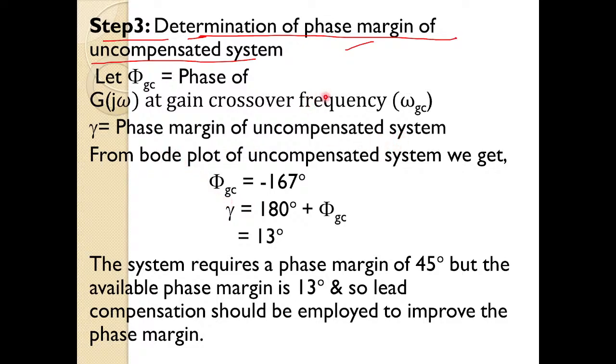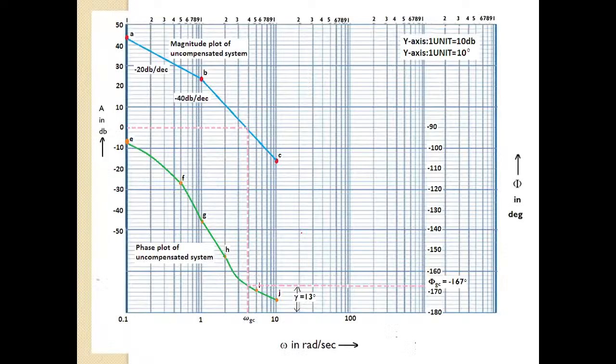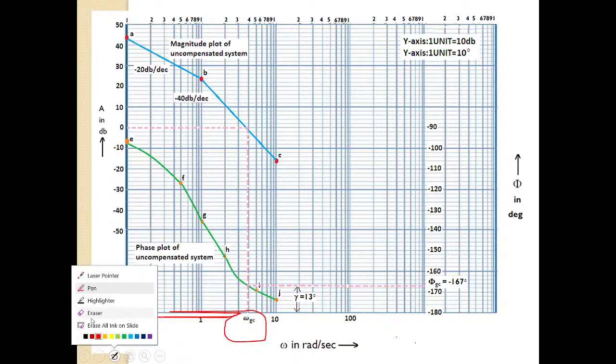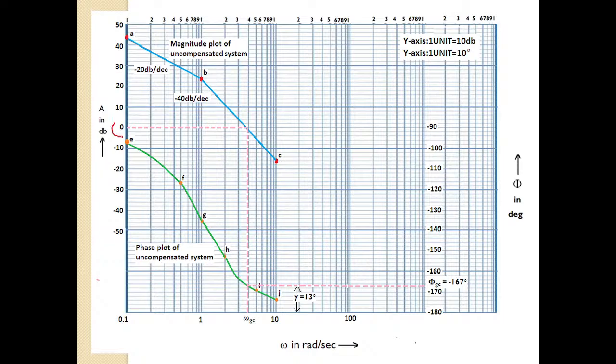Now from the Bode plot, let us determine this phi GC. Let us go to the Bode plot. I want omega GC, isn't it? You can get omega GC at 0 decibels. This is 0 decibels. From 0, draw a dotted line towards your magnitude plot. It will intersect the magnitude plot at some point. From the magnitude plot, draw a vertical line towards the x-axis.